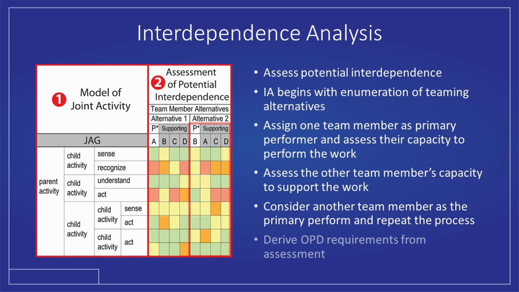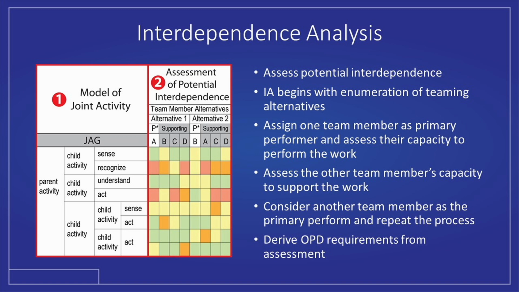The last step is to derive the requirements. These interdependence pairings can be used to derive observability, predictability, and directability requirements, and this answers the third of our original questions and enables designers to characterize requirements that meet the interdependence needs. So those are the basic steps.